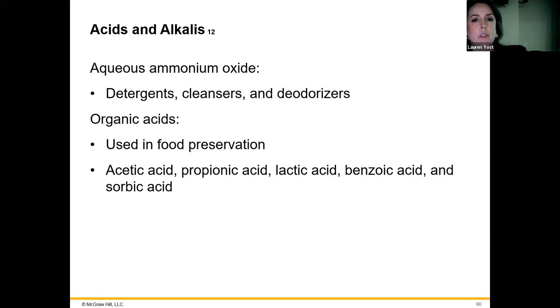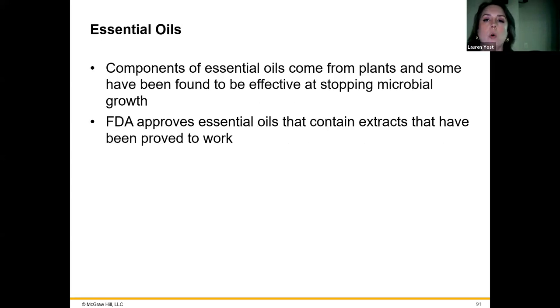So then they also have on here aqueous ammonium oxide. That's going to be a basic. But if you've ever heard of ammonium oxide, you probably have. Look at the back of your deodorant next time and tell me that it's not related to this, because it probably is. So that's going to be detergents, cleansers, and deodorizers. Essential oils can be effective at stopping microbial growth. Check it out if you're interested.